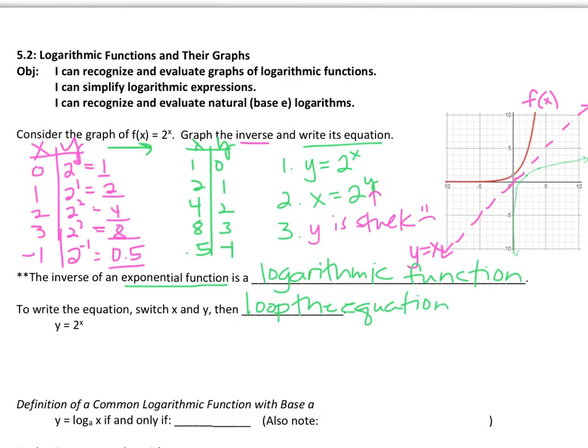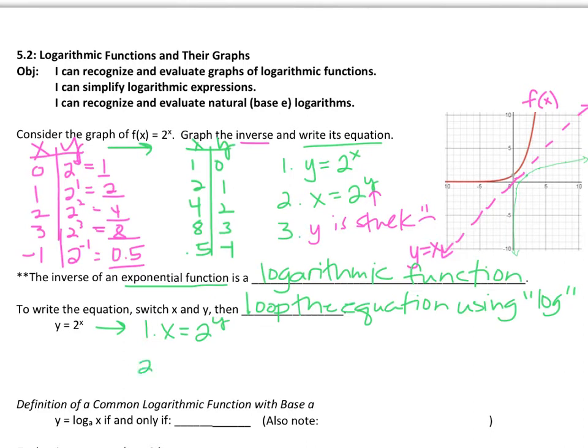We loop the equation using log as a prefix. So we're not going to write "logarithmic" every time we write this kind of equation. We're going to use log. So here's what I mean. We have y equals 2 to the x. I'm going to loop it, or not loop it, sorry. I'm going to switch x and y. So then I'll say x equals 2 to the y, just like we did before.